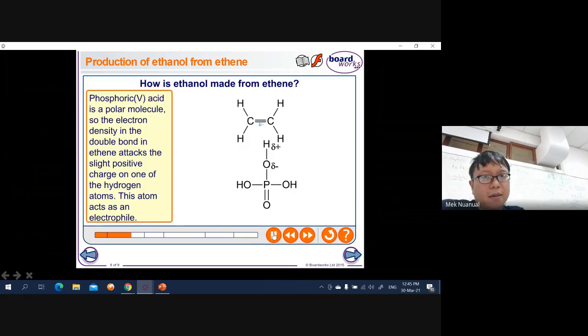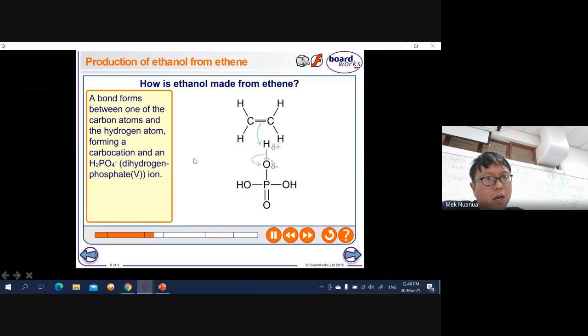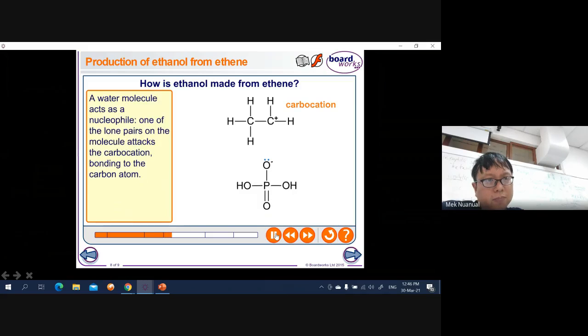So the phosphoric acid is a polar molecule. Okay, so the electron density in that double bond can attack the slight positive charge on one of the hydrogen atoms. Okay, so again, it's acting as an electrophile. Then a bond forms between one of those carbon atoms and the hydrogen atom. Okay, here's your carbocation formed right there. Okay, water would be a nucleophile. Okay, so one of the lone pairs on the oxygen attacks the carbocation.